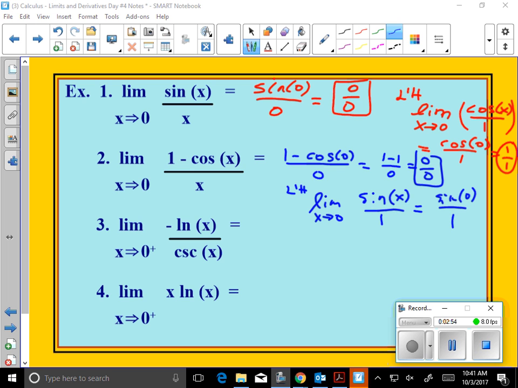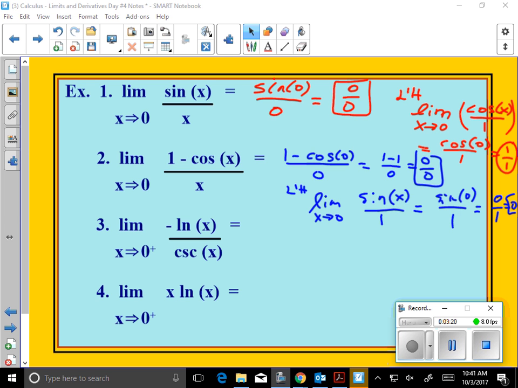Over 1 equals 0 over 1. So we get 0. And we knew that. That's another special limit. Okay, let's pick 3 or 4. Let's do 3. How about that? Because both of them are going to take up a little bit more space than we have available.